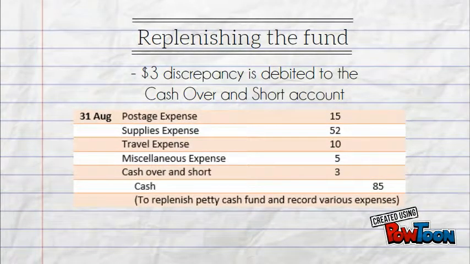This can be seen as follows: debit postage expense 15, supplies expense 52, travel expense 10, miscellaneous expense 5, cash over and short 3, and credit cash 85.